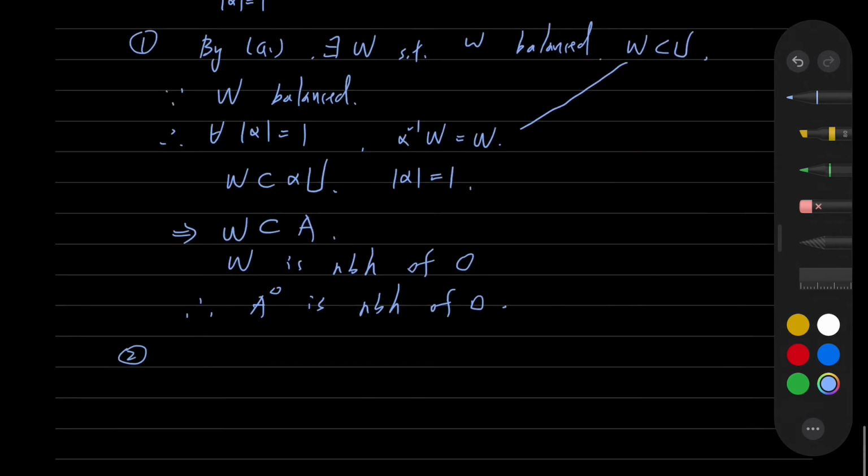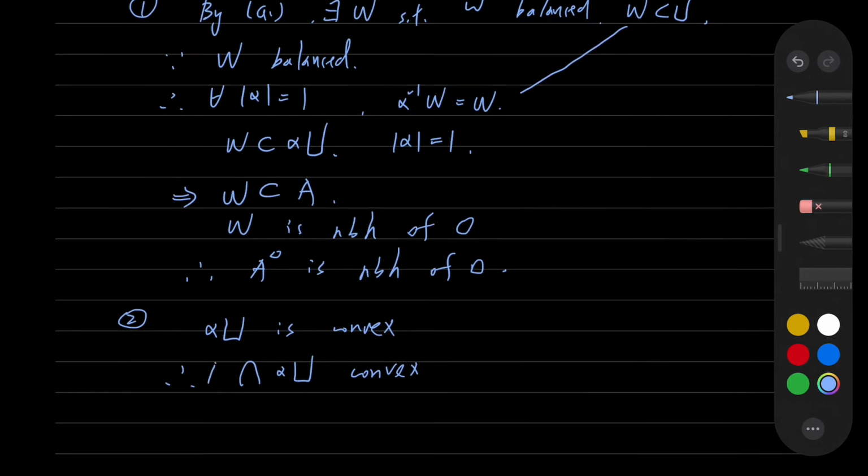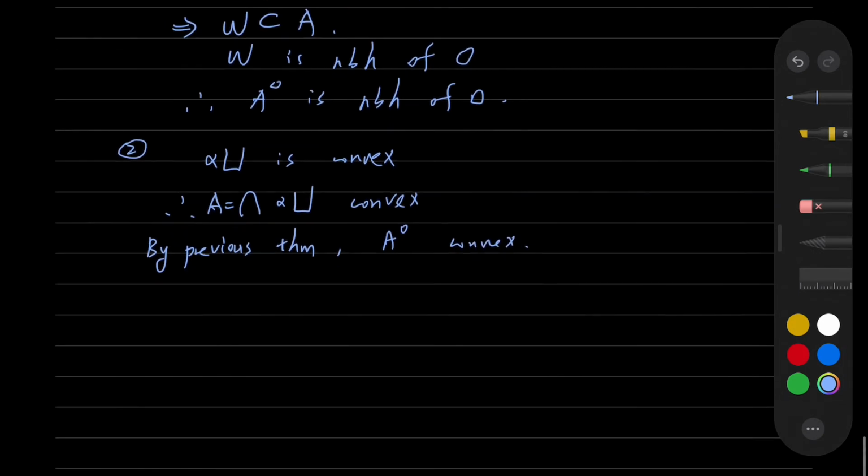It contains 0. And second, the convexity. The convexity is very easy because every alpha U is convex. So the intersection of all these sets is still convex. And this is A. And by the previous theorem, its interior is also convex. So finally, we want to prove that it is balanced.